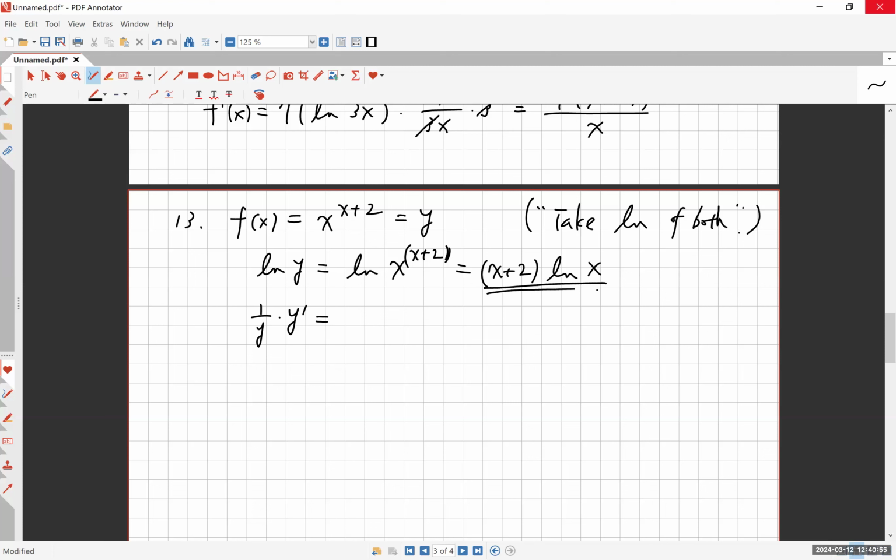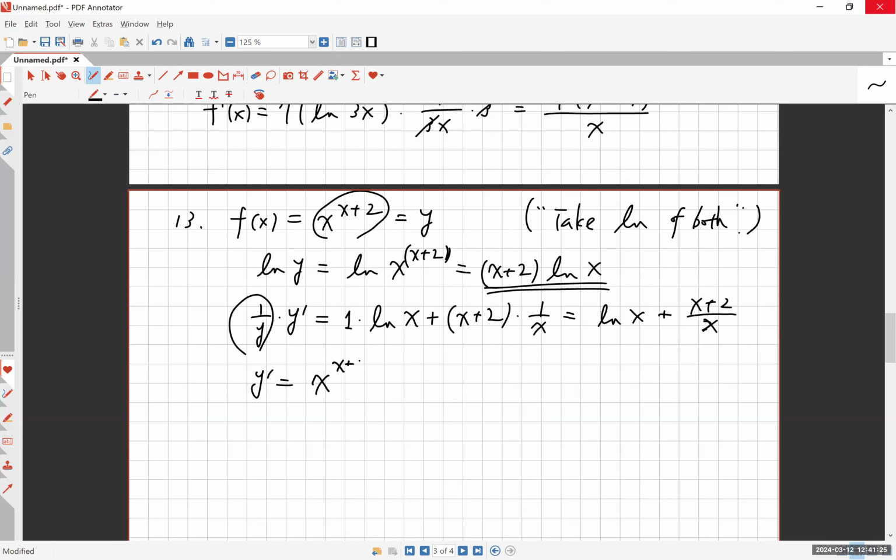Now, you have a product here. So let's take the derivative of the first times the second plus the first times the derivative of the second. Okay, we can simplify this. This is ln of x plus 2 over x. All right, now the last thing we do is to multiply both sides by y, right? Because this is the thing that I need to eliminate. And so multiply by y, but y is this. Okay, so it's x to the x plus 2. And then multiply this by the whole right-hand side, which is log of x plus 2 all over x.